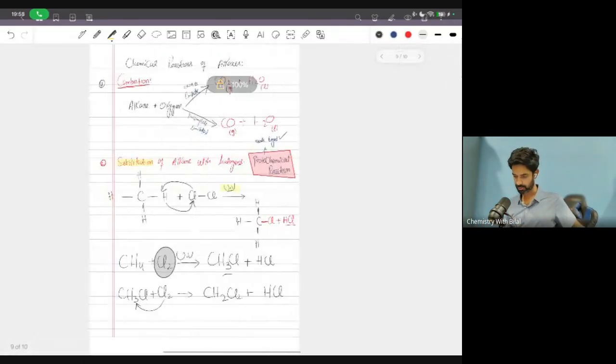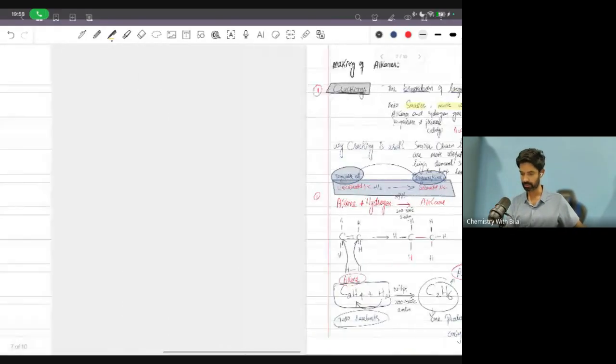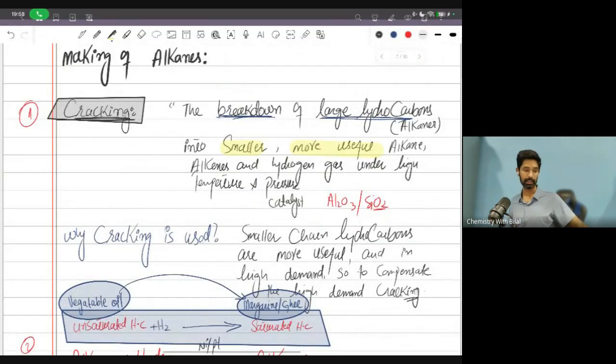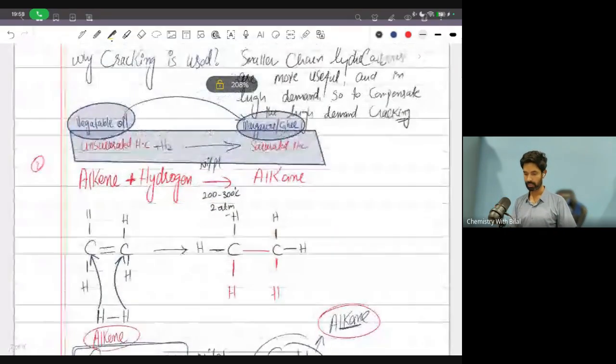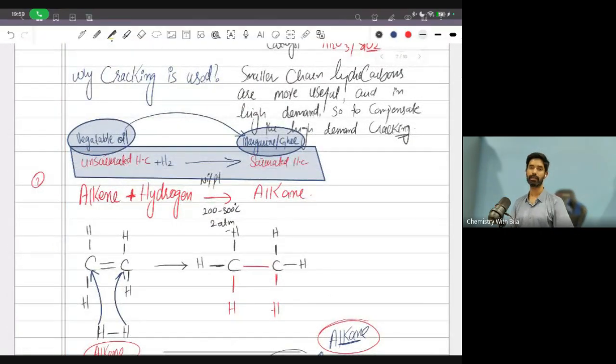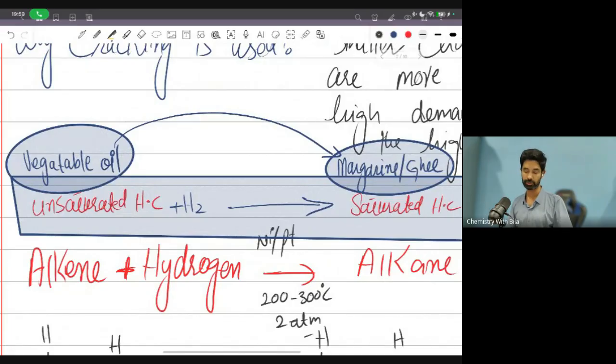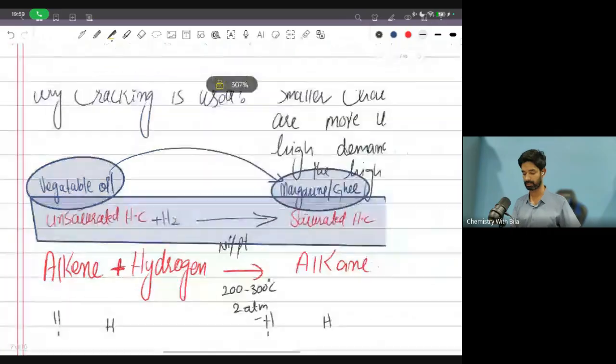Makes sense, everyone? So today we started with making of alkanes. Extremely important lessons today. Cracking is the breakdown of large hydrocarbons into smaller, more useful ones under high temperature and pressure. Now, the other method to make alkane is using alkene. React alkene with hydrogen and it will be added in the presence of nickel or platinum to give you alkane. This is extremely important on industrial scale because it is used to convert vegetable oil into ghee. Vegetable oil is unsaturated alkene and ghee is saturated alkane.